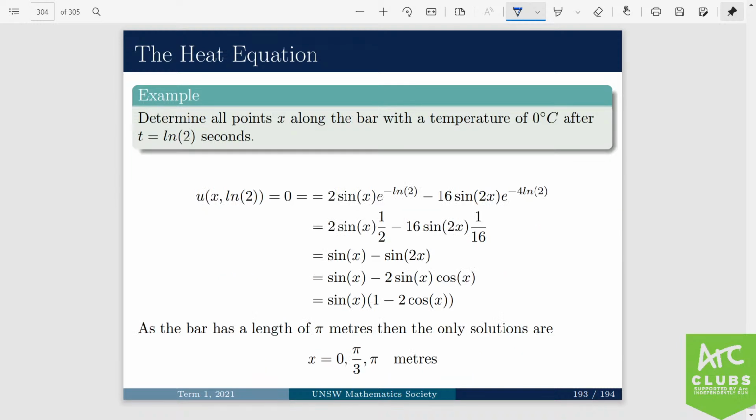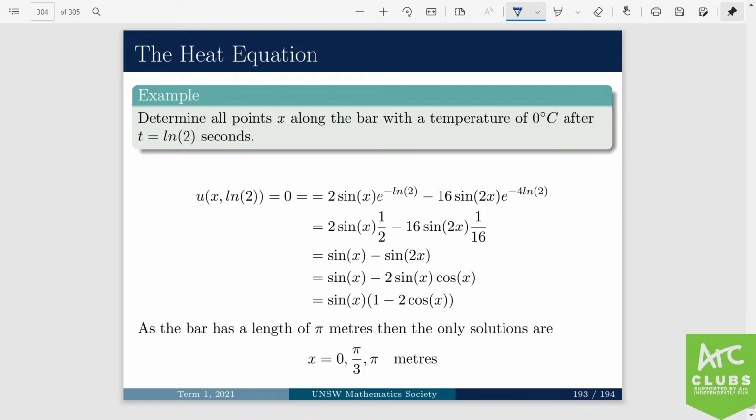Cool. So at the end of this question, it says determine all points x along the bar with a temperature of 0 degrees Celsius after t is equal to the natural log of 2 seconds. So it's a very specific time to look at. I can't think of a time where I've ever needed to look at log of 2 seconds, but it makes sense why we pick that time.